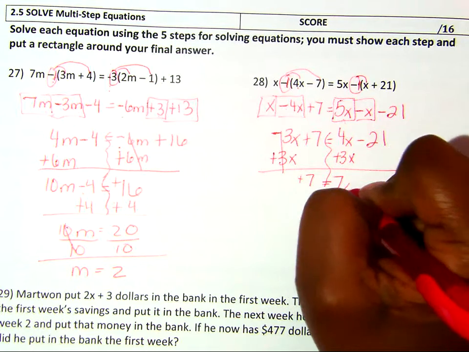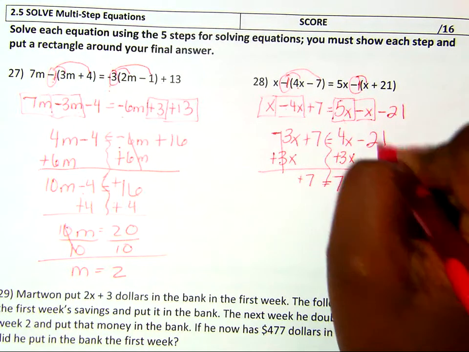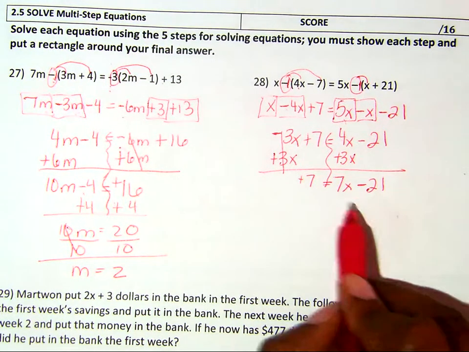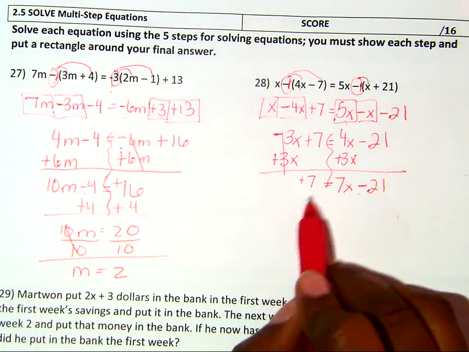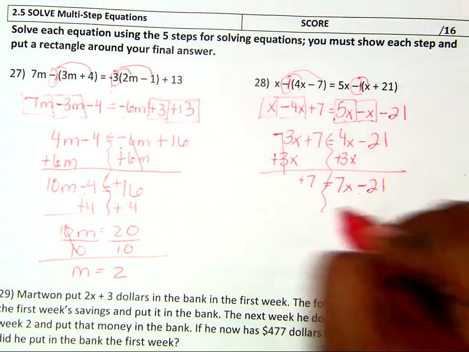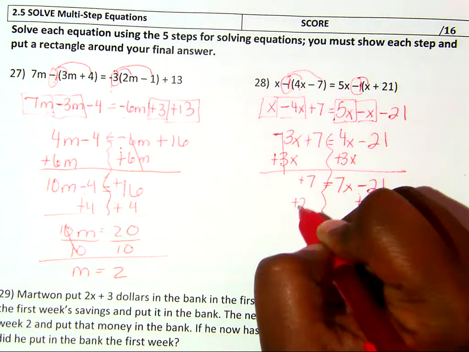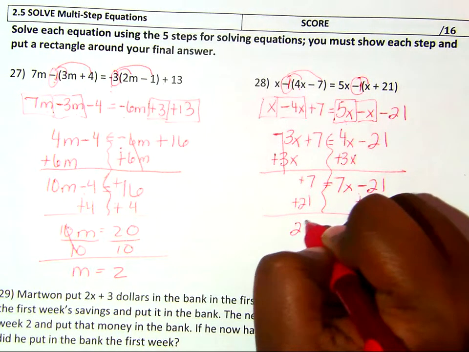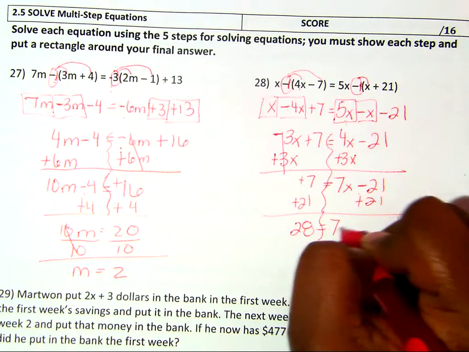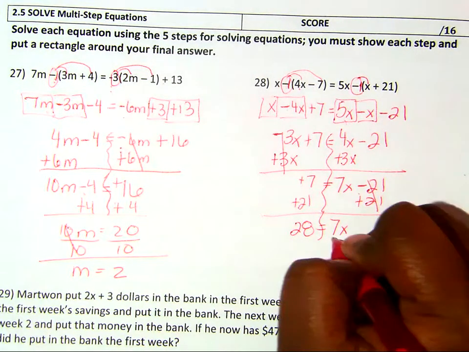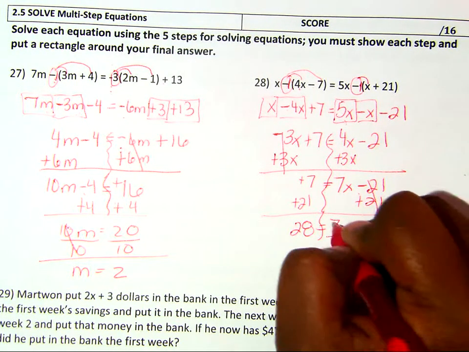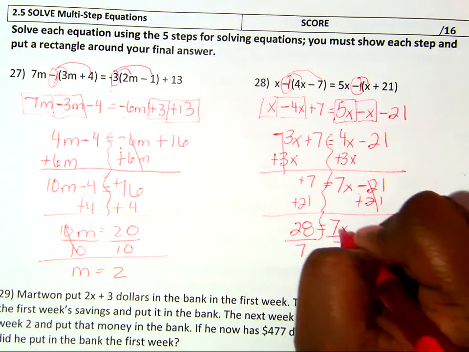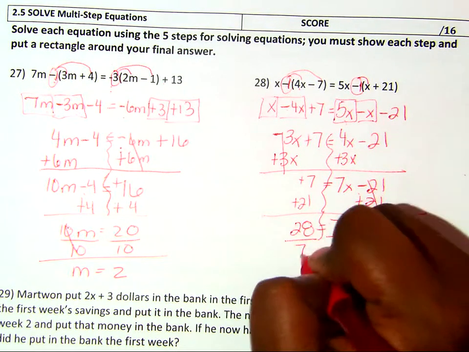I want to combine my minus 21 and my plus 7, but I have to do the opposite. So plus 21 on both sides. 7 plus 21 is 28 equals 7x. This cancels. I have to divide by my coefficient, which is 7. 28 divided by 7 is 4 equals 7 divided by 7 is 1x.